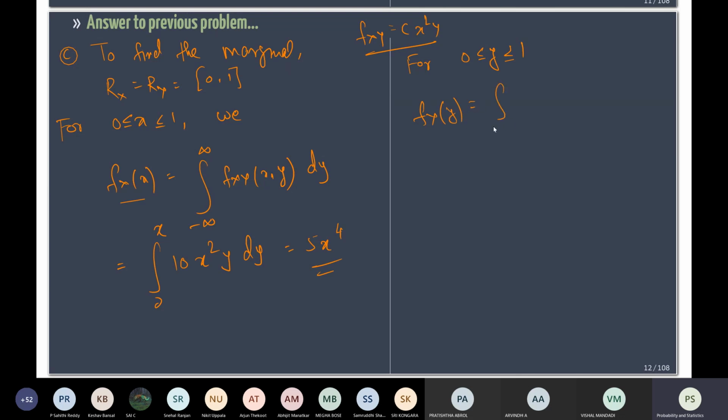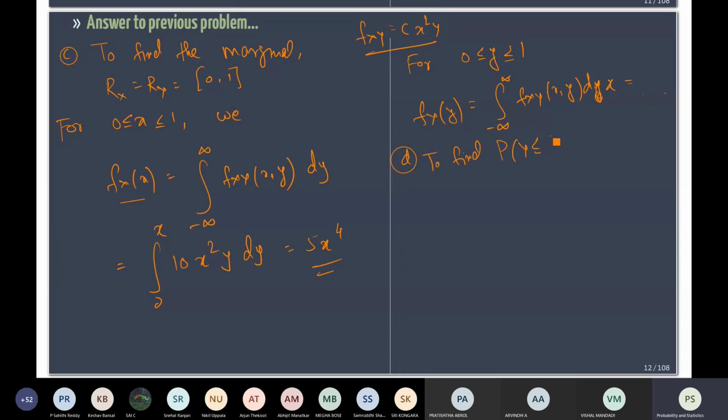Okay, and for the marginal with respect to y, what we have is now we have to integrate out, right? So minus infinity to infinity, f_XY(x,y) dx actually, right? We have to integrate it with respect to x now. So this is something you can find out. I don't have to do it completely now. It's the same as before.